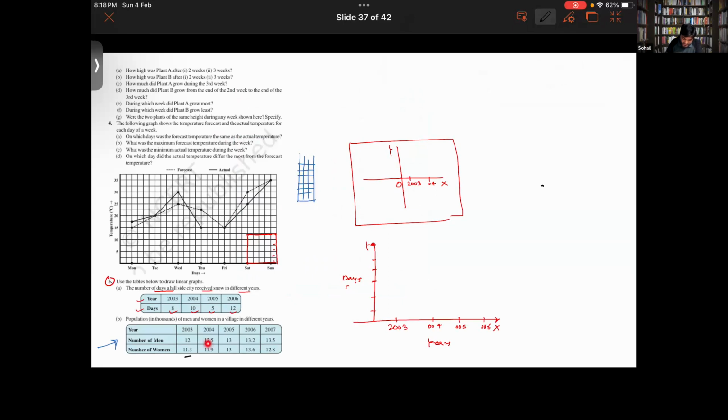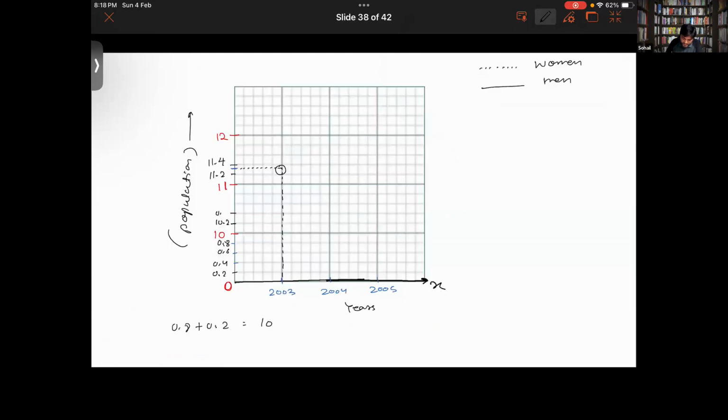For the second value, right now we are plotting for women. Now then 11.9. So where will 11.9 be? Keep on drawing the graph. This is 11.6, 11.8, and then 12. So will 11.9 not lie between 11.8 and 12? It is going to lie here, isn't it, Moaz, Ahmad, Arham? So this is where it will be lying. So we have got the second point here, this one.